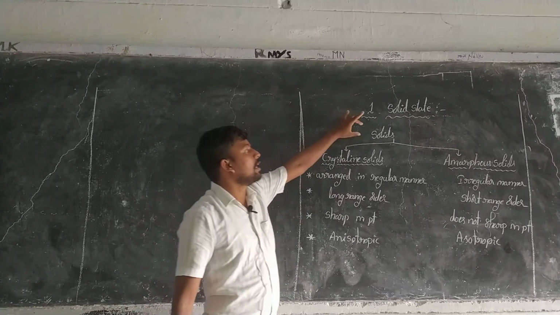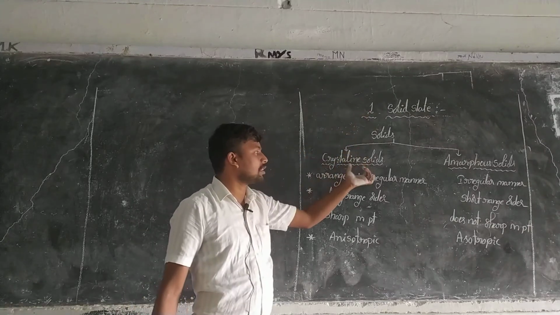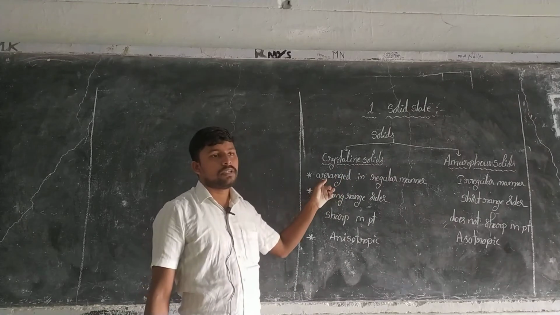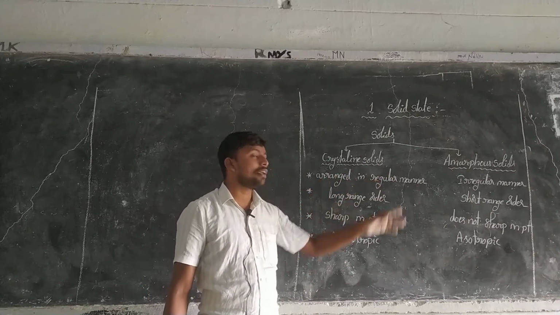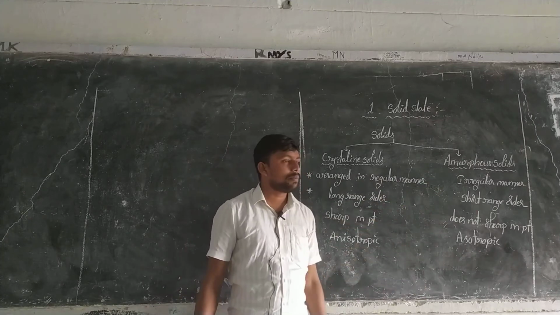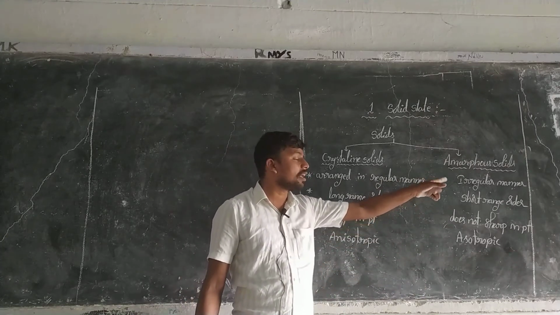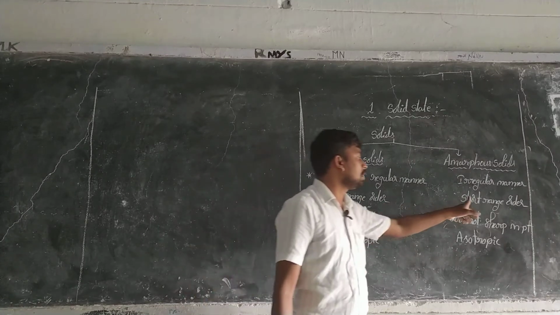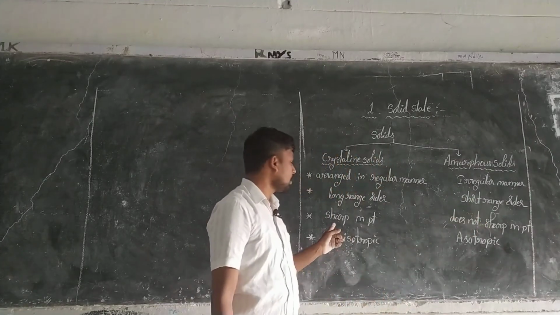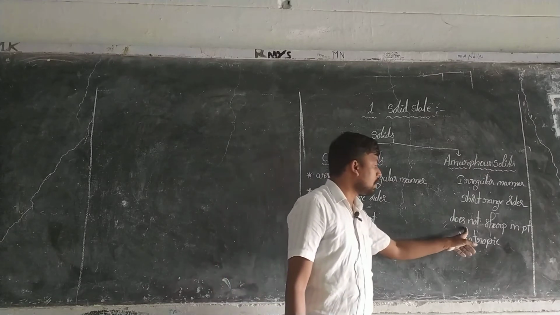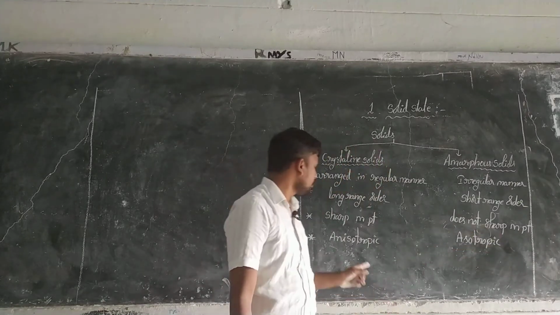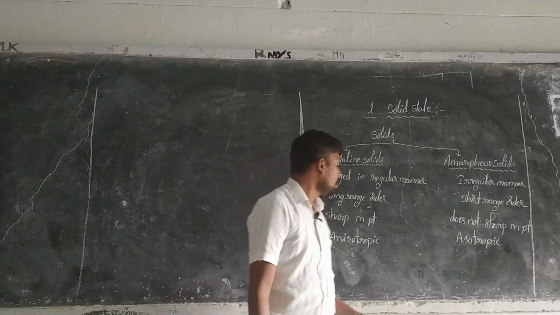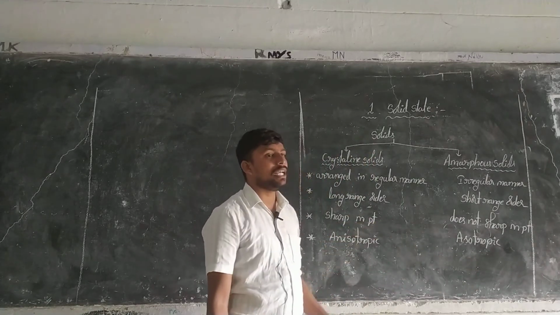So again, solids are classified into two types, crystalline solids and amorphous solids. In crystalline solids, particles are arranged in a regular manner. Coming to amorphous solids, particles are arranged in irregular manner, and these have long range orders, these have short range orders. These have sharp melting point, these don't have sharp melting point. These are anisotropic and these are isotropic. Again, what is anisotropic and what is isotropic?